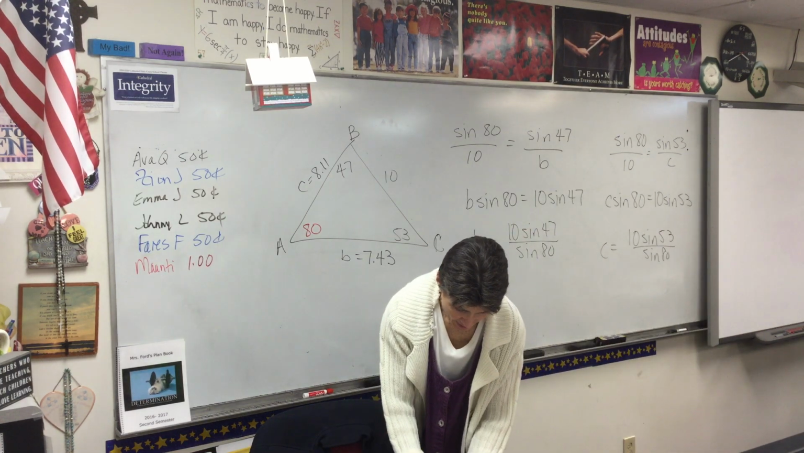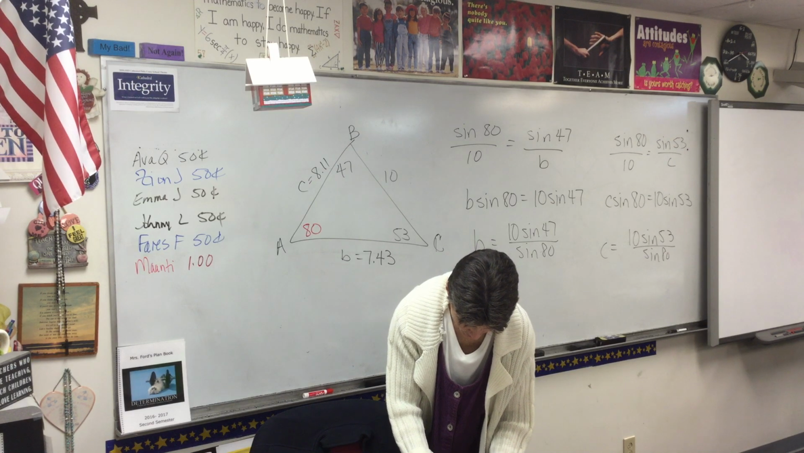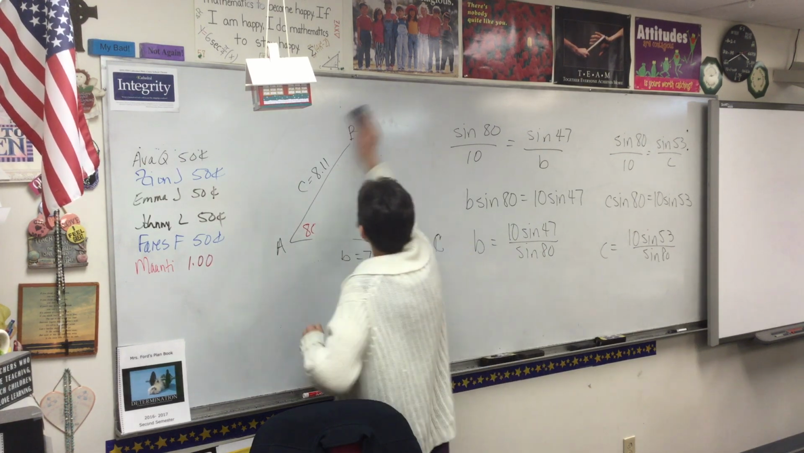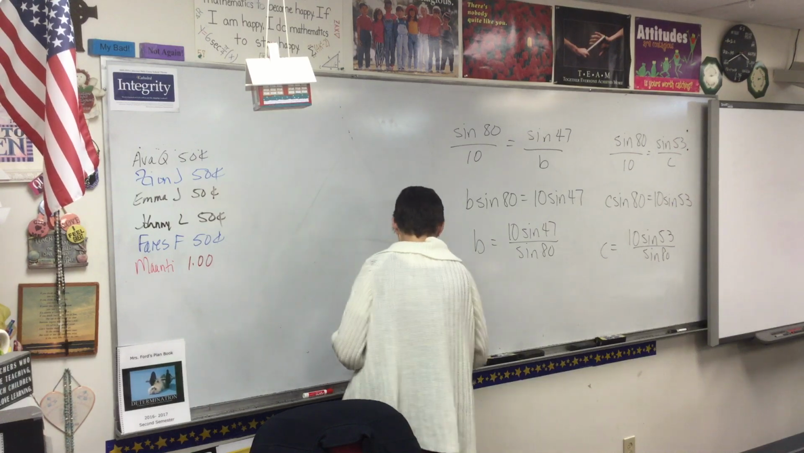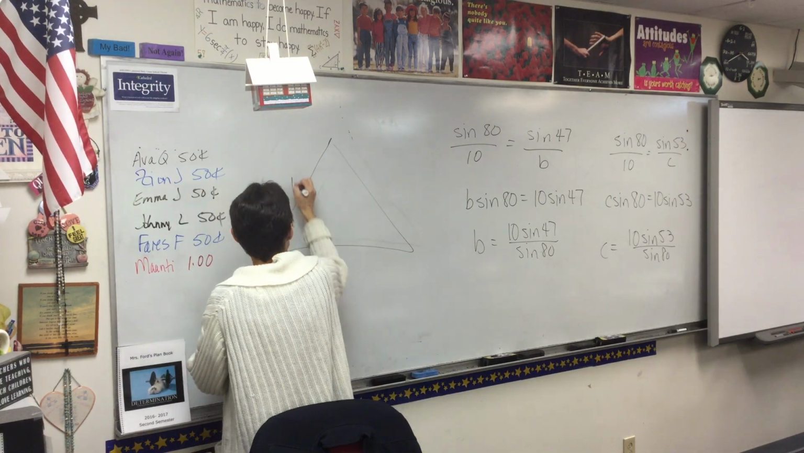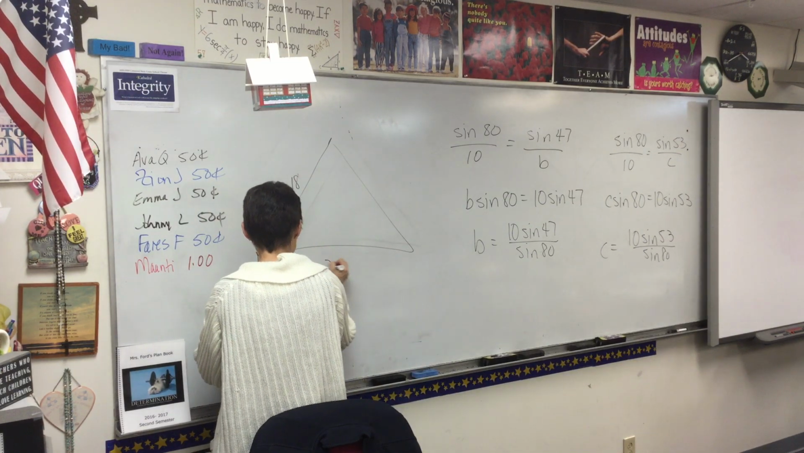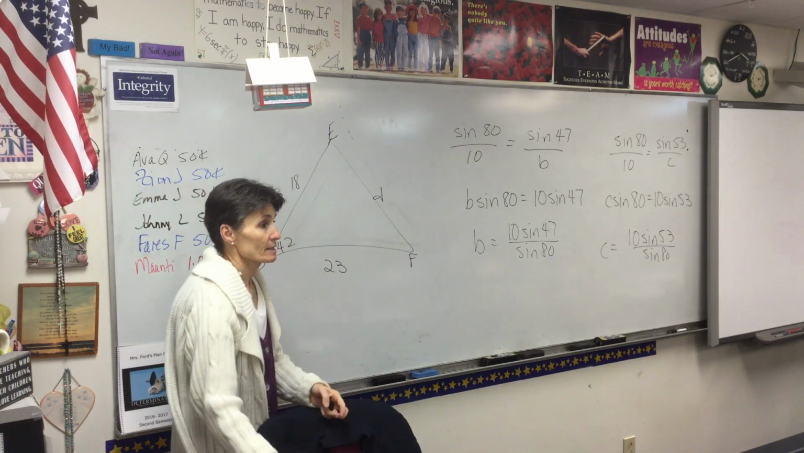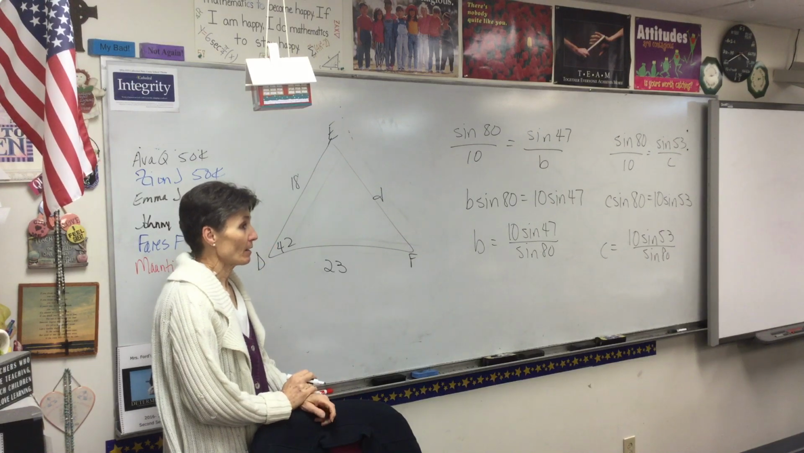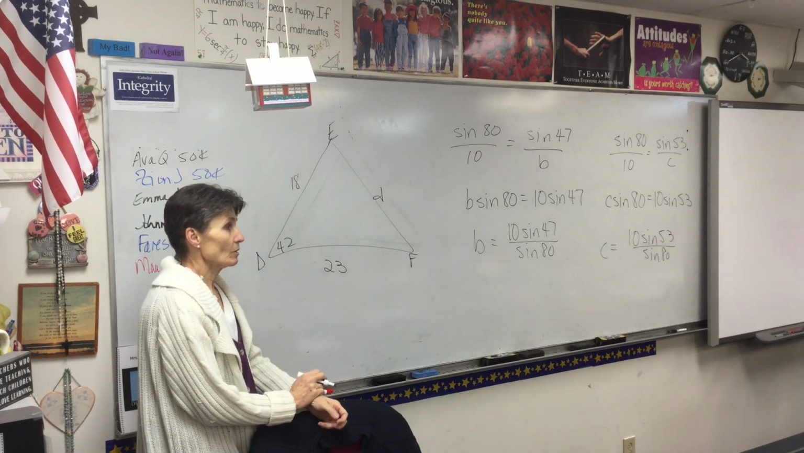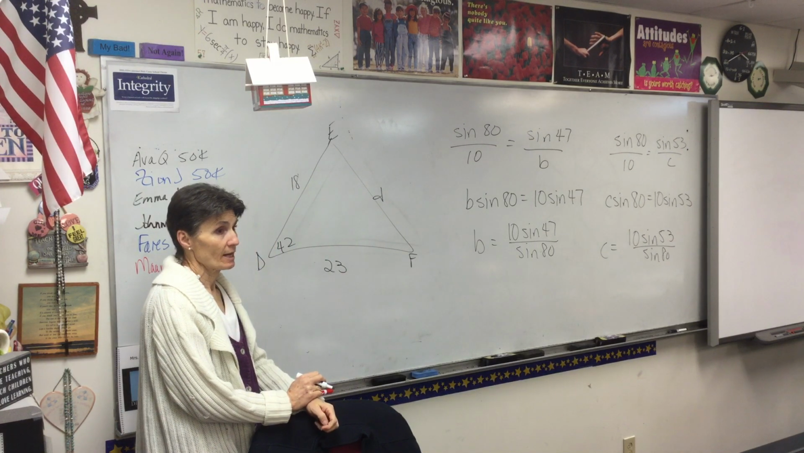All right, so now we are ready for another triangle to solve. What's different about this one? This is not going to be a law of sines problem, is it? Because we don't have a pair, we don't have a set. So we are not going to use the law of sines. We're going to have to use the law of cosines.